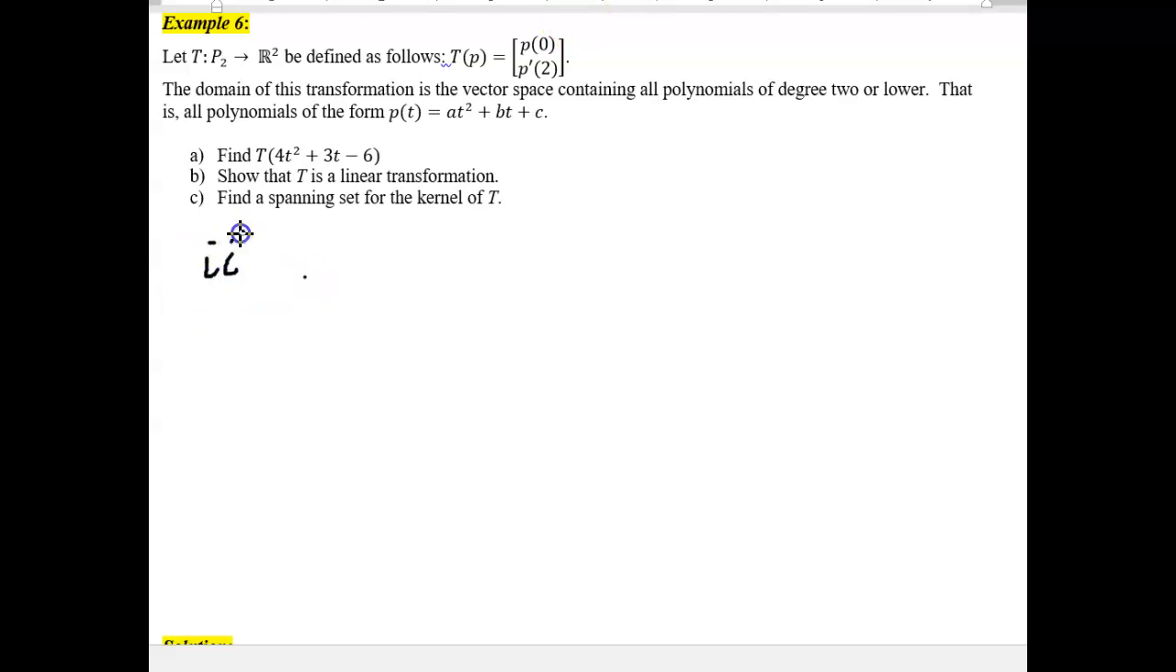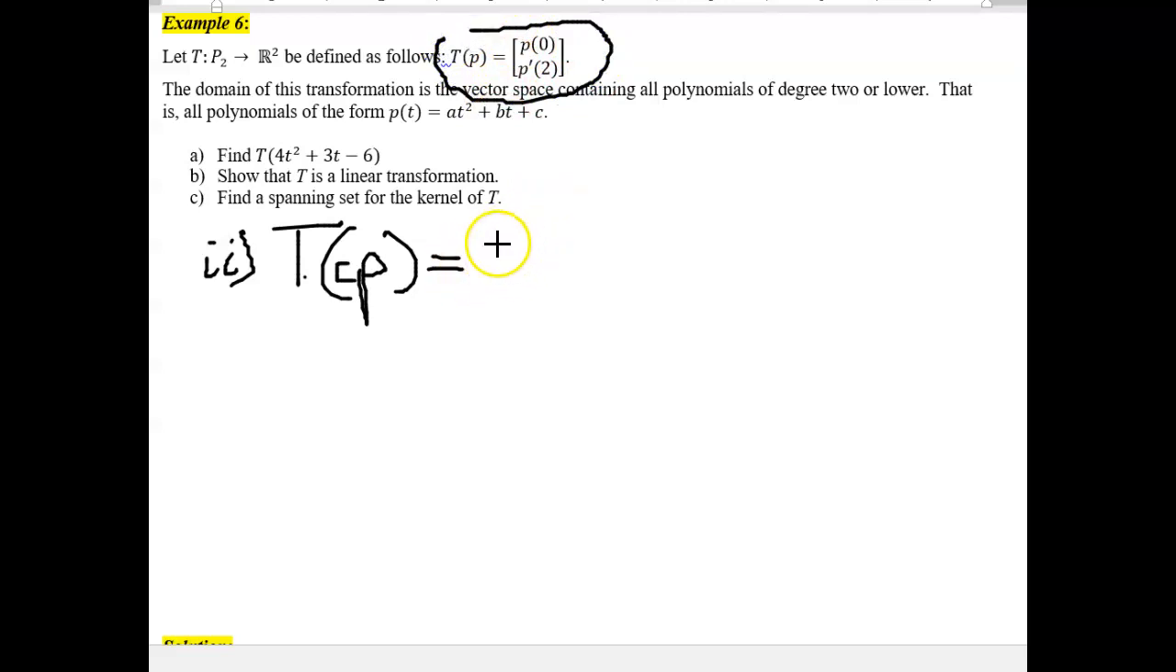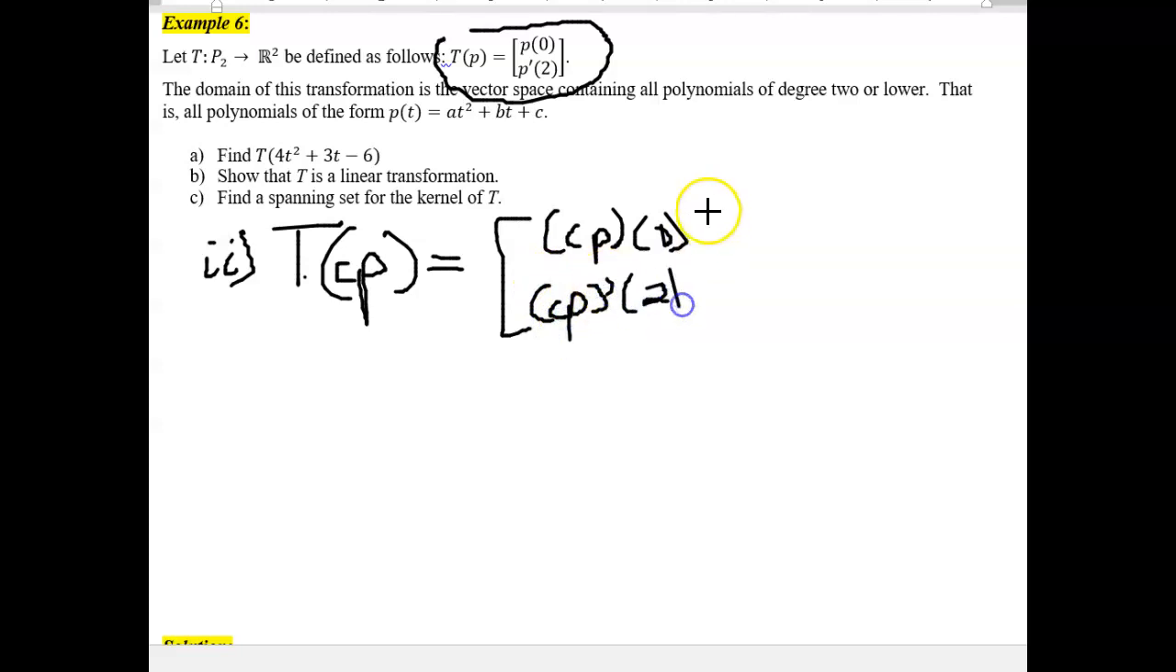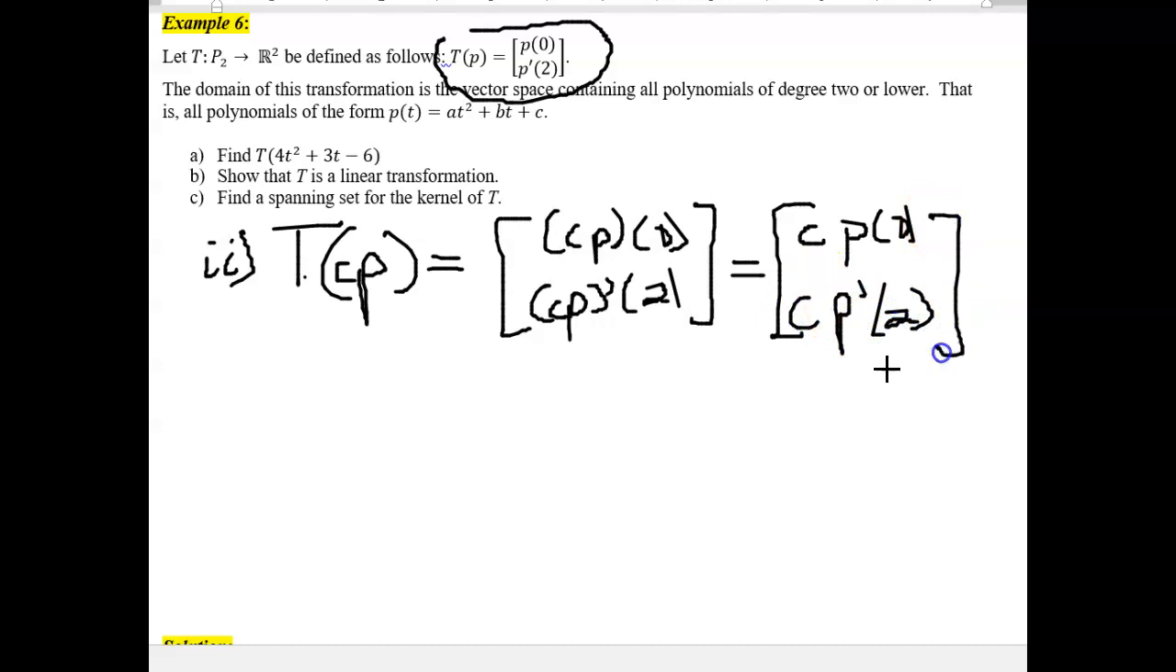So that second property for linearity, T of c times p, will go quicker than the first one. According to this definition of the transformation up here, T of c times p will be c times p evaluated at 0, and then c times p prime evaluated at 2. But with each of those, I could pull the scalar c out. So this is c times p of 0, c times p prime at 2. I'm sorry for my handwriting.